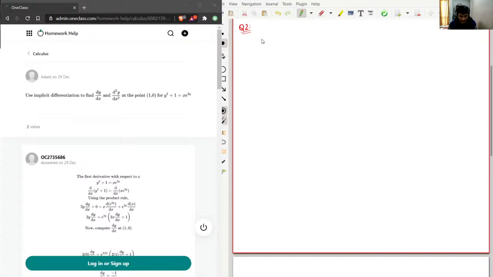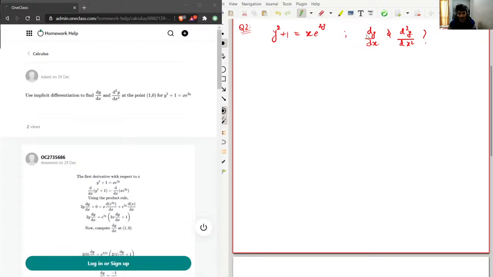So first I'll write the function. The equation is y square plus 1 equal to x times e power 2y, and we need to calculate dy by dx and d square y by dx square.